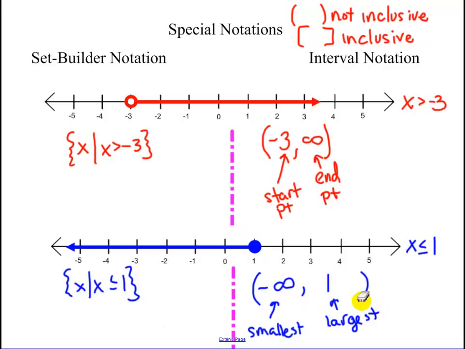So I actually have an incorrect notation back here. It's not a parenthesis. It's inclusive. I'm including 1, so it's a little bracket that looks like that. So this notation here tells me that our answers are from -infinity to 1.